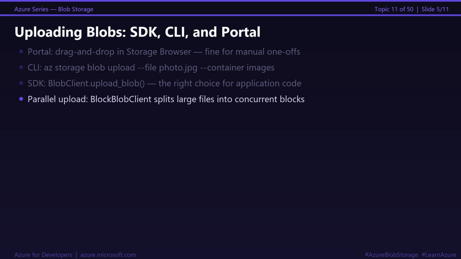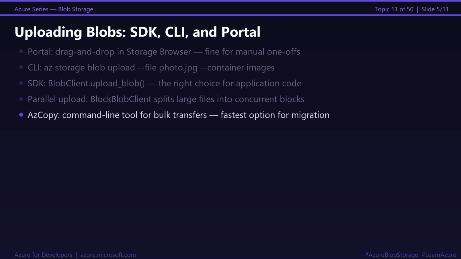The Azure CLI is good for scripts and one-time operations. The command is az storage blob upload, with the file path, container name, and account name. Add overwrite to replace existing blobs without error. For multiple files, az storage blob upload-batch uploads an entire local directory to a container in one command. Useful for initial data loads and deployment scripts.